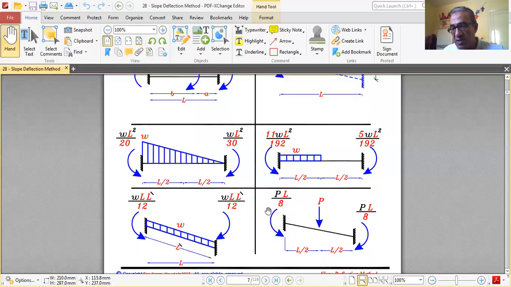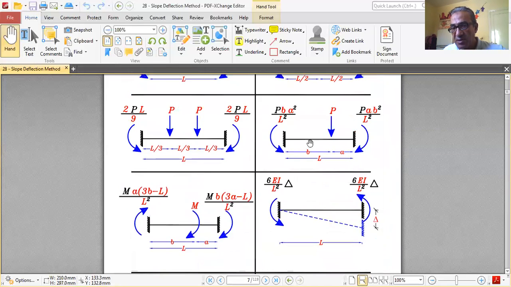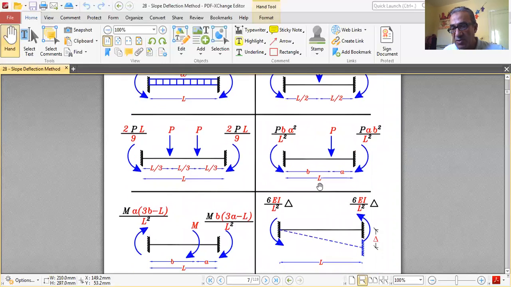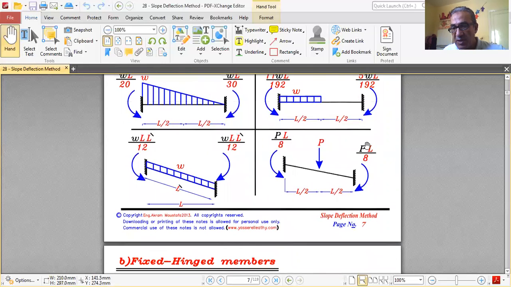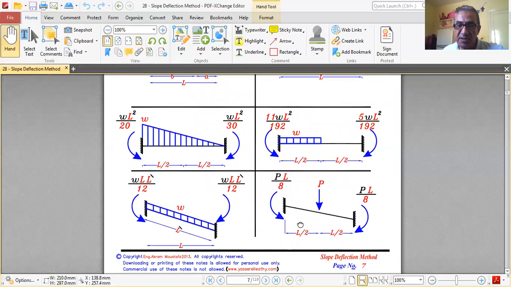Concentrated load on inclined beam. Same thing like concentrated load in the middle for horizontal beam. We have PL over 8, PL over 8, the fixed moments. So these are the values for fixed members.